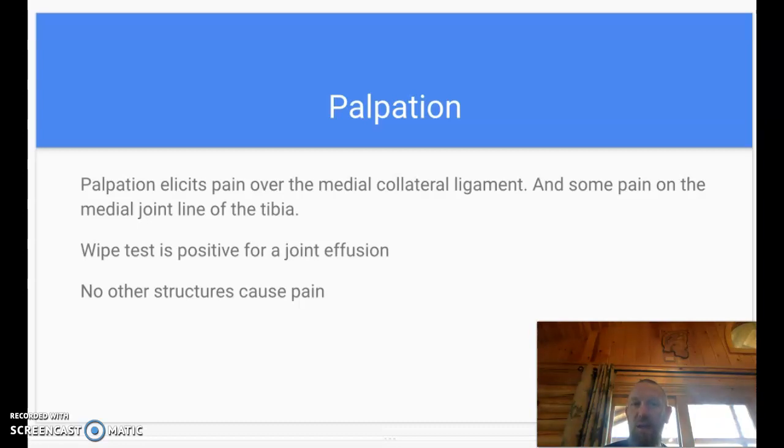There is some pain on the joint line in general. So besides the ligament, anywhere along the joint line, it does cause some pain. The wipe test, which is a test for internal swelling of the knee, is positive. So they have a joint effusion.